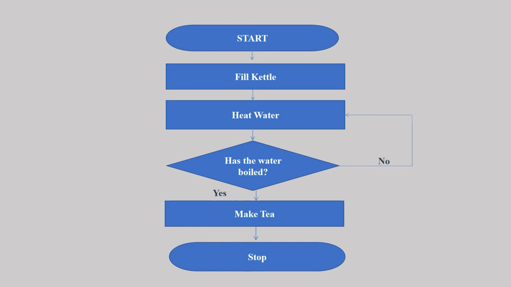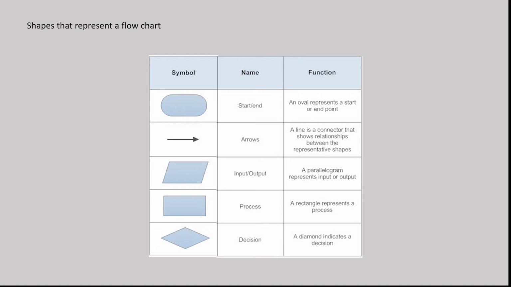Now, in the diagram, filling the kettle, heating water, and making tea represents a process. A diamond indicates a decision, like yes or no. Here, the decision that is to be made is, has the water been boiled? These are some of the most commonly used shapes in a flowchart.